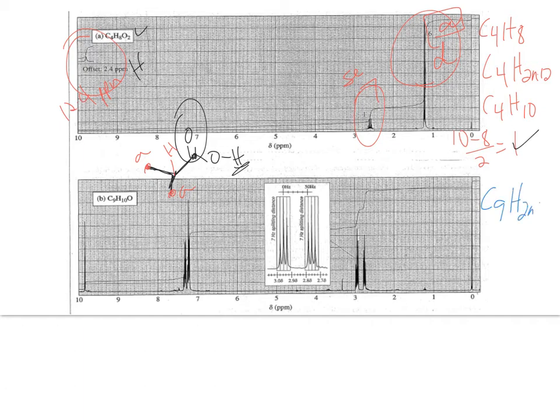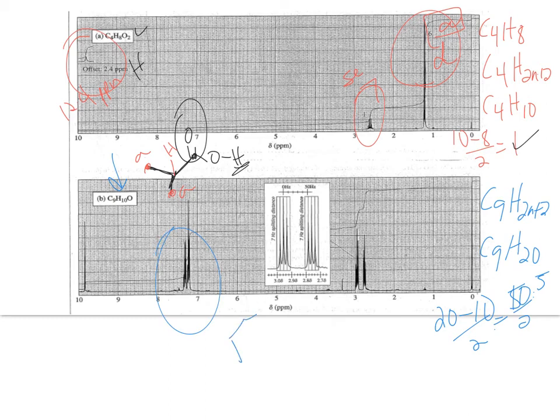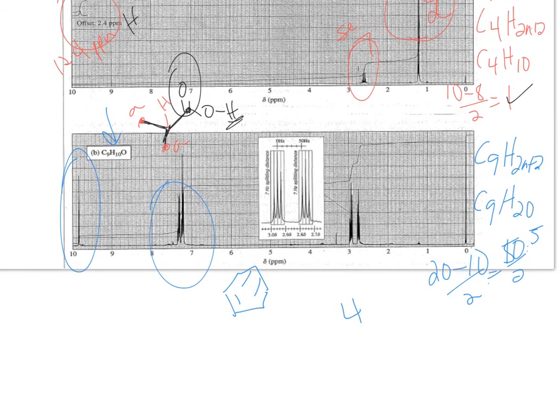C9H 2N plus 2, C9, 9 times 2 is 18, plus 2 is 20, 20 minus 10, we got 10 right here, divided by 2 is 5. So we have 5, and you see this is an aromatic ring. So go ahead and draw your aromatic ring, that's 4 units. This at 9.8 lets you know that you have an aldehyde proton, okay? So you have an aldehyde.